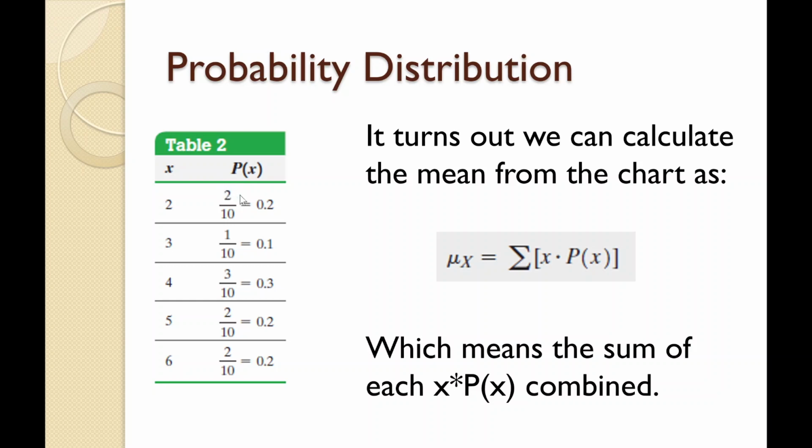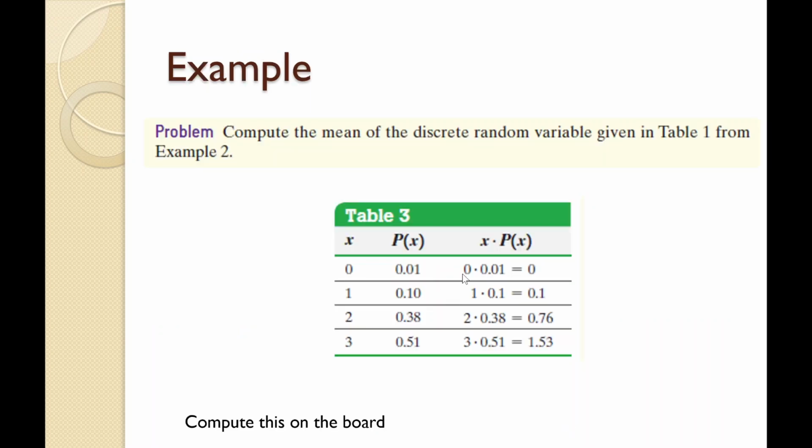And so it turns out we can calculate the mean from this chart, and all you have to do is x times the probability of each one. So there's 2 times 0.2, 3 times 0.1, and so on and so forth. And so you can see that data here. 0 times 0.01, 1 times 0.1, this was from the basketball example, and so on and so forth.